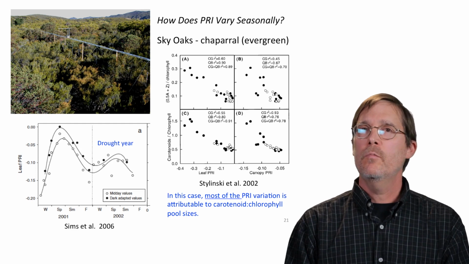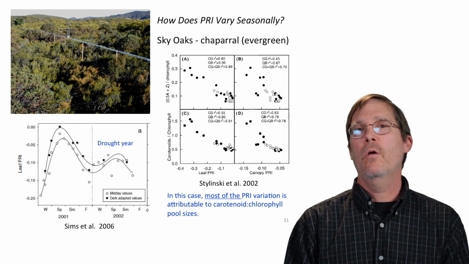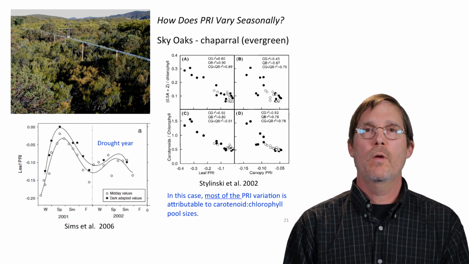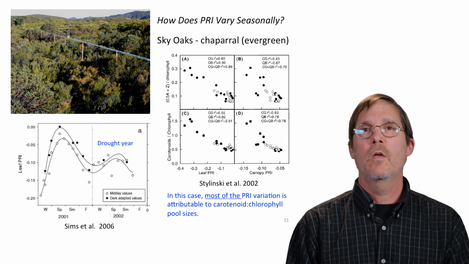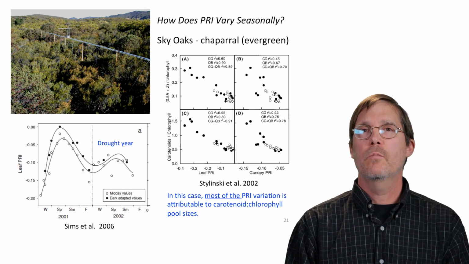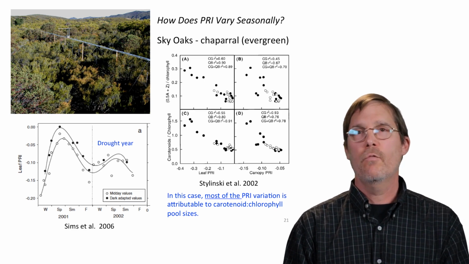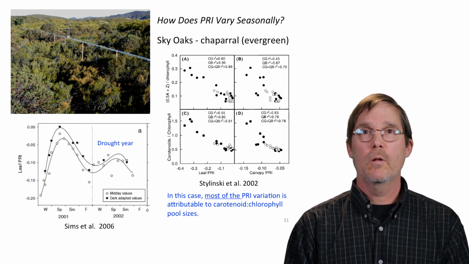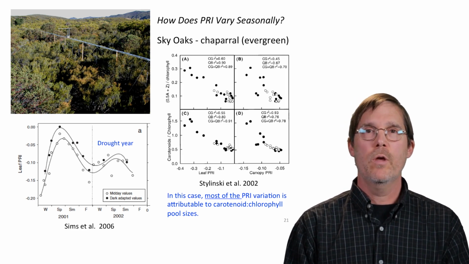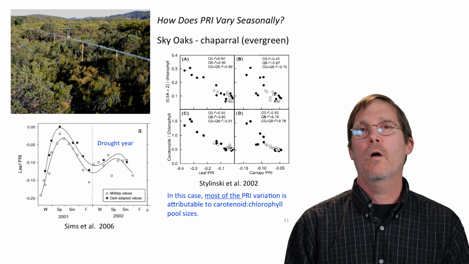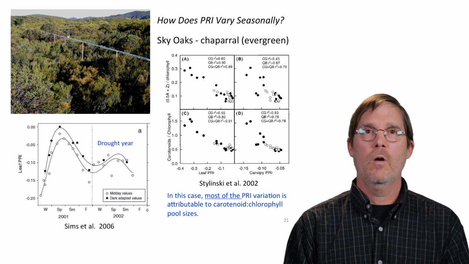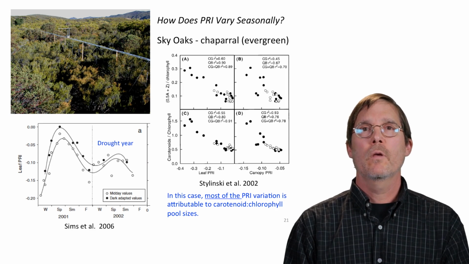And this has been hard to tease apart because when you compare pigment measurements to the PRI measurements, and this is work of a colleague, Kat Stylinski, we see good correlations between PRI at leaf or canopy scale and pigment levels measured as xanthophyll cycle pigments or as carotenoid to chlorophyll ratios. So it's a little hard to know how to tease this apart, but we can do that by looking at it dynamically through time in the figure on the left.